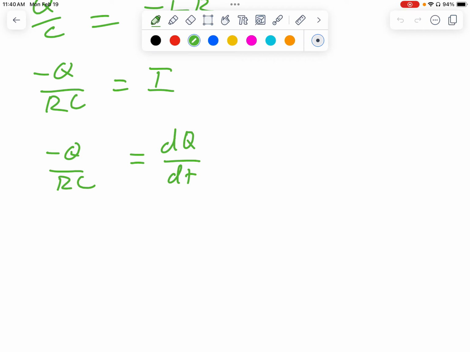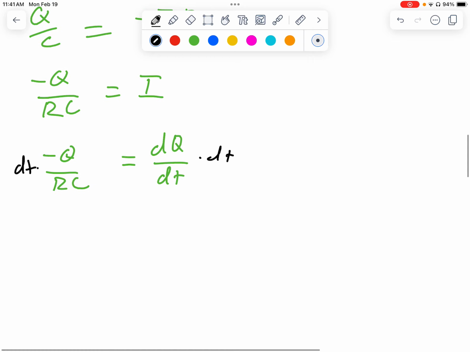All right, going back to this, what can we do with it? Well, I've got Qs and dQs, so I'm going to put those together, and I'm also going to move the dt over to the other side of the equation. So I multiply both sides by dt, and then I'm going to divide out a 1 over Q on both sides.